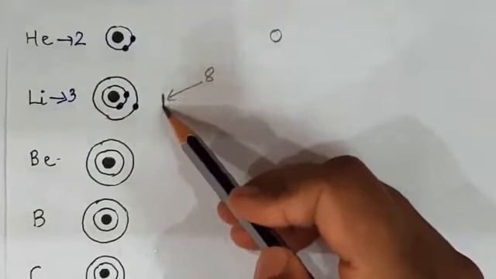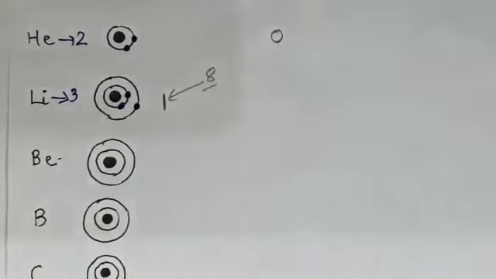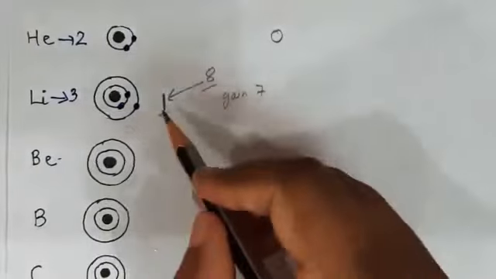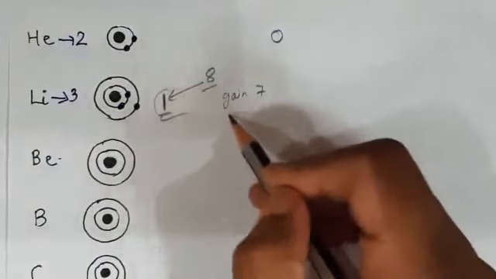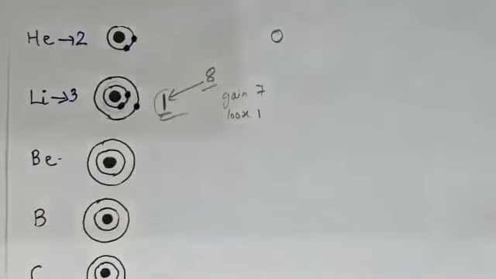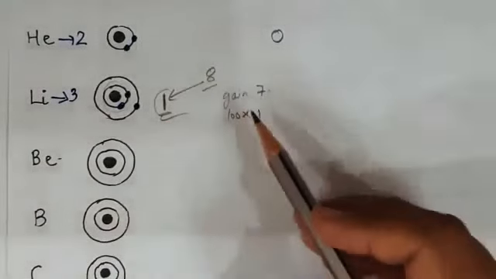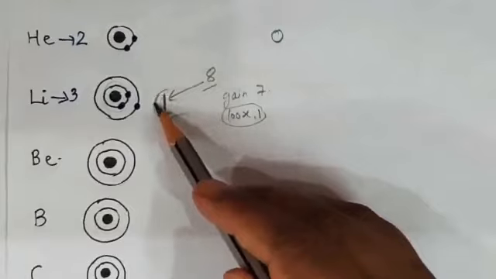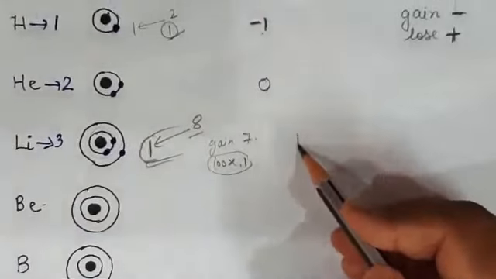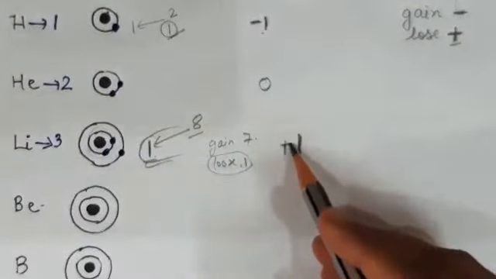So how can octet be achieved? Either it will gain 7 electrons to become 8, or it will lose this 1 electron to make this stable doublet configuration in the first shell. So which is easy? Gaining 7 or losing 1? Losing 1 is easy. So it will lose 1 electron. So what is the valency? Valency is 1. And it is losing, so plus.